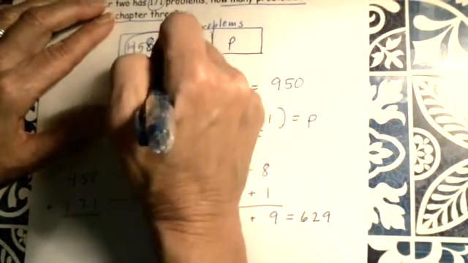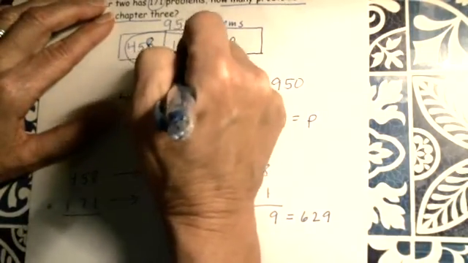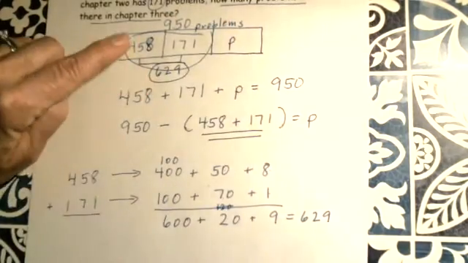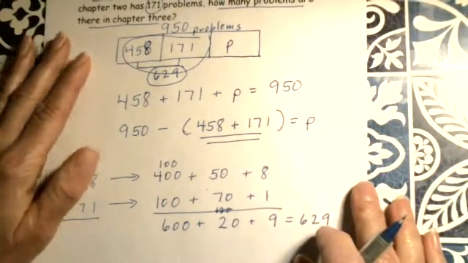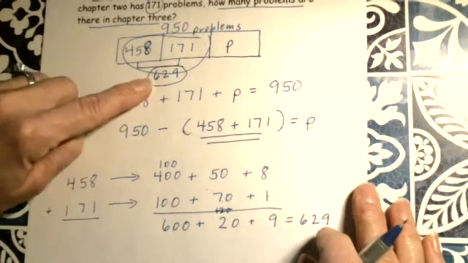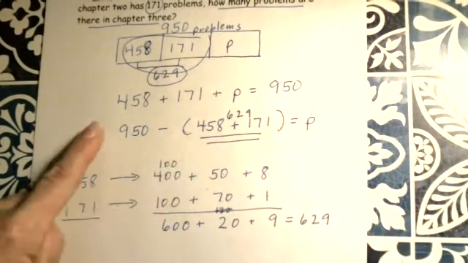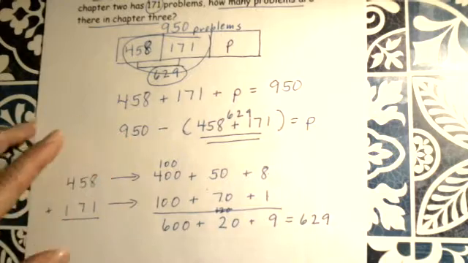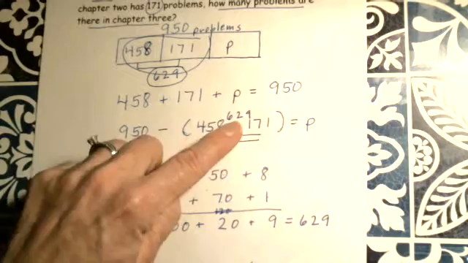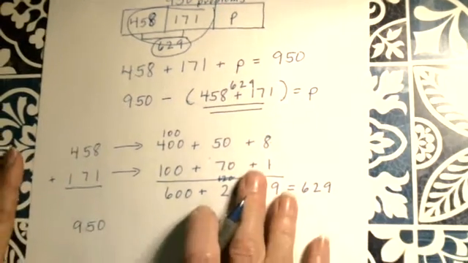That is this part of the problem. If when you get done, you write it there, you won't get tricked and think, if they have 629 as an answer choice, that it's the answer. Because now we still have to do the 950 minus 629.